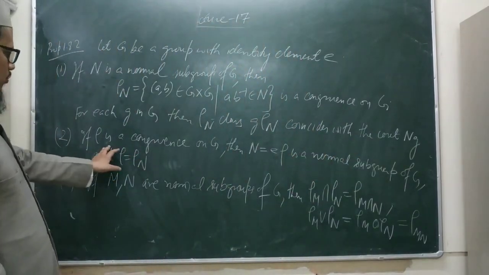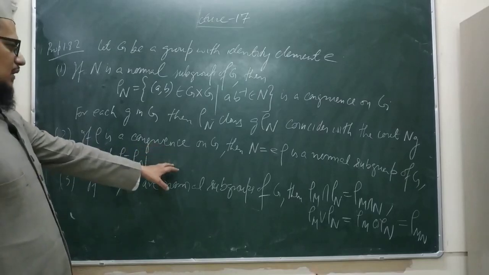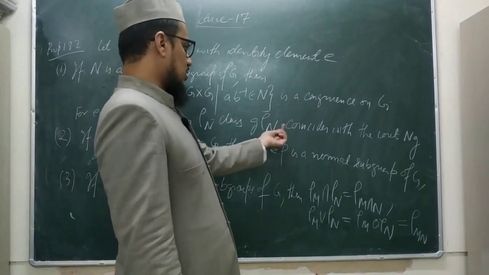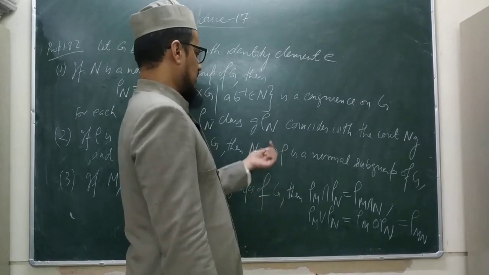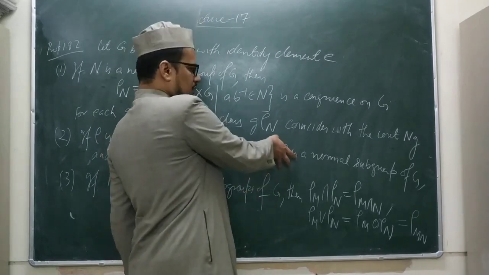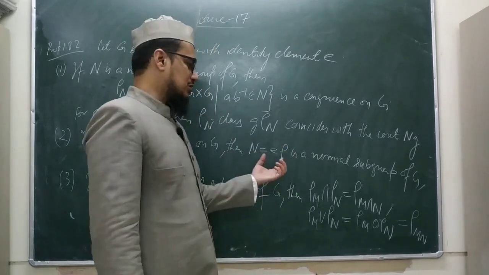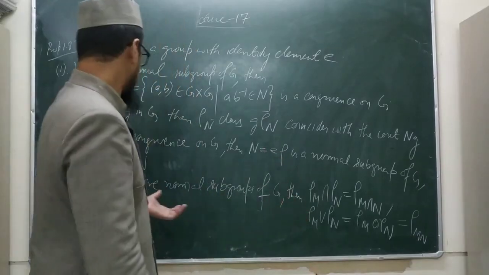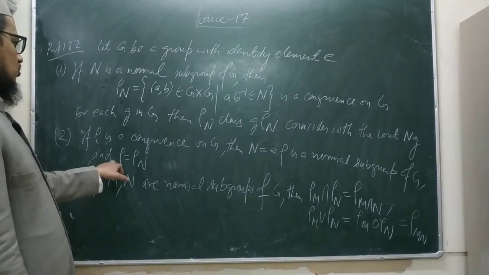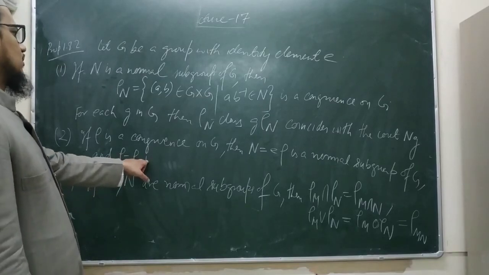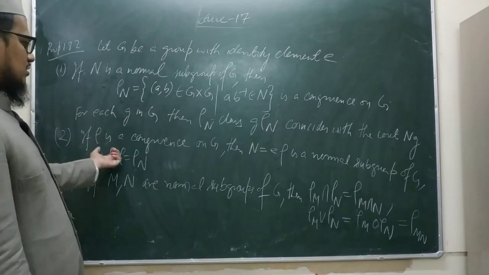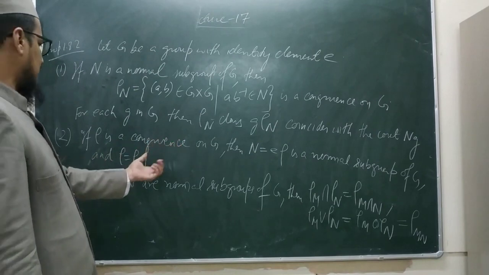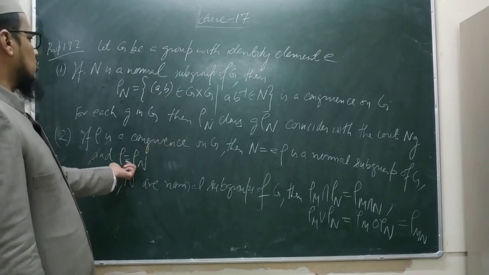Second part is what? If rho is a congruence on G, then e rho is what? Normal subgroup of G. It means we have to prove that e rho is a normal subgroup of G. So to prove e rho is a normal subgroup of G, we have to prove the condition of normality. Correct? And also we have to prove that rho is equal to what? Rho N. Rho N is this, and rho is a congruence on a group G. Correct? And we have to prove that rho is equal to rho N.